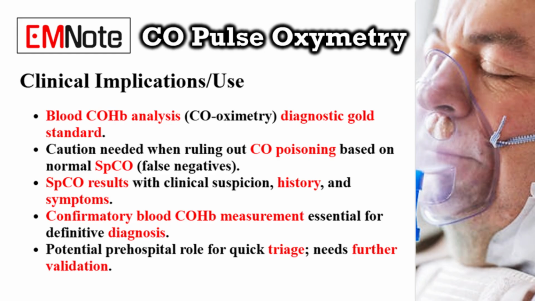Blood COHb analysis using CO-oximetry remains the diagnostic gold standard for accurate carbon monoxide poisoning diagnosis. Clinicians must exercise caution when ruling out carbon monoxide poisoning based on normal SpCO readings, given the significant risk of false negatives. SpCO results should always be interpreted in conjunction with the patient's clinical suspicion, history, and presenting symptoms. Confirmatory blood COHb measurement is essential for definitive diagnosis and subsequent management decisions.